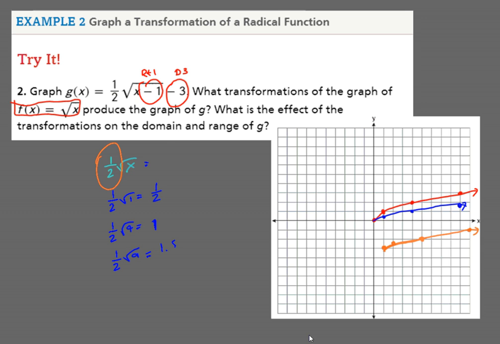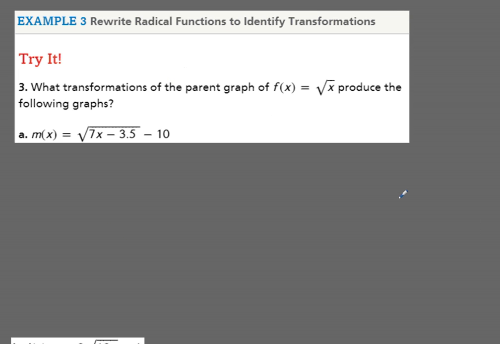All right, so let's look at example 3. What transformations of the parent graph produce the following graphs? Okay, so this is where knowing the general form of a square root function comes in handy. So f of x, and this is something you probably need to know, is going to be a times the square root of x minus h, plus k. That hasn't changed. That's like our parabola, the vertex form of a parabola, y equals a times x minus h squared, plus k.